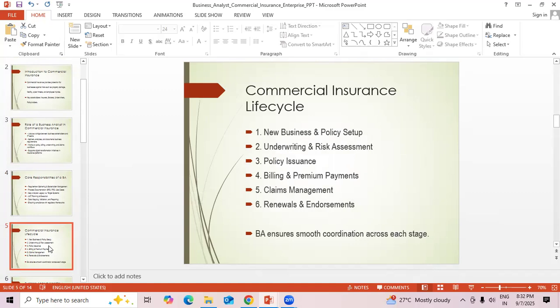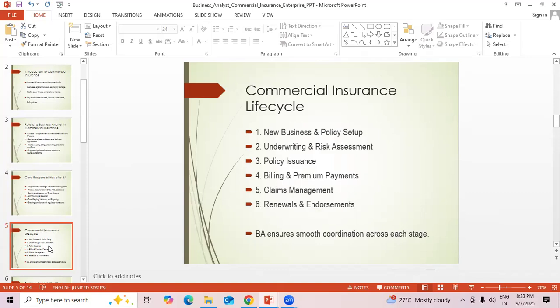Now, this is generally the life cycle of commercial insurance. The insurance life cycle consists of multiple things. One is creation of new business and policy setup. For example, a customer wants a policy for their business to cover against risk, so we have to create a policy for that, right? So new business and policy setup is one of the first stages in the commercial insurance life cycle. Second is underwriting and risk assessment, whatever the underwriting and risk assessment process that we have identified so far. Followed by policy issuance, so how are you issuing the policy? Then billing and payments, claim management, renewals and endorsements.